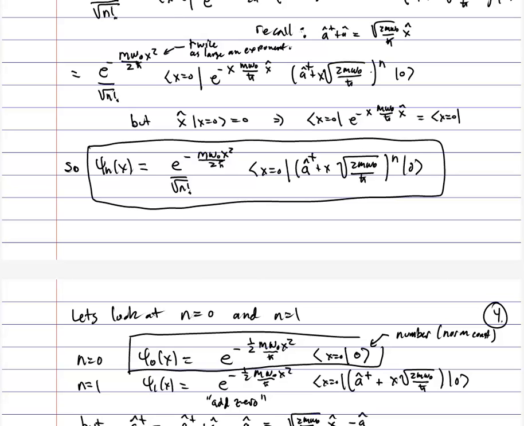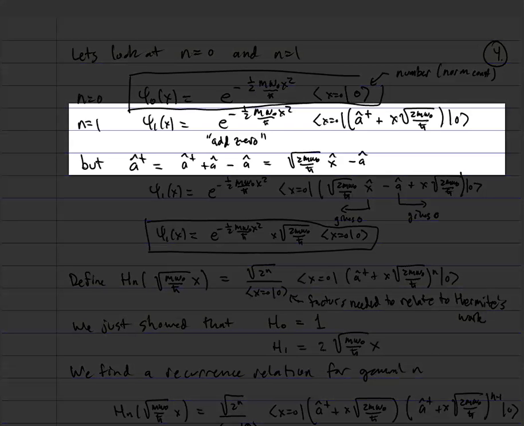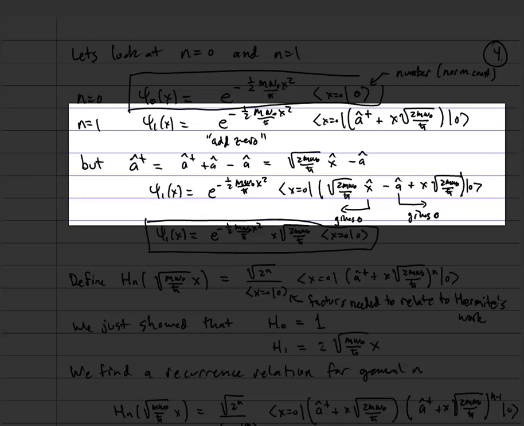For n equals 1, I'm going to get a dagger plus x square root of 2m omega 0 over h bar. Now look, that a dagger is acting on the x equals 0. But remember, x acting on x equals 0 is equal to 0, and x is proportional to a plus a dagger. So I can take that a dagger, use an add-0 trick, and write it as a dagger plus a hat minus a hat. The a dagger plus a hat is proportional to x hat. When that acts on x equals 0, it gives 0. That then replaces the a dagger with minus a hat.